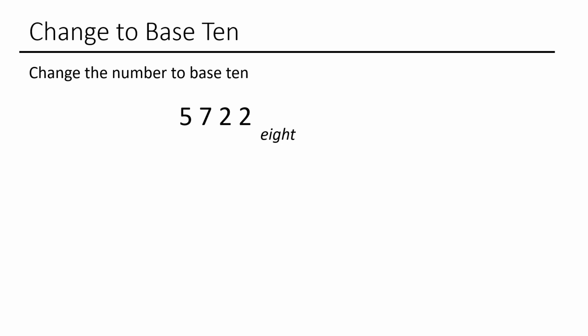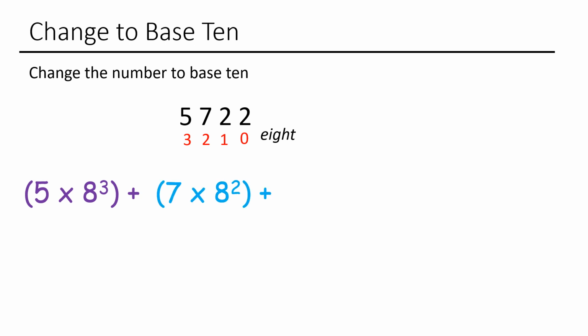So in order to do that, the first thing we're going to do is do our place values. So 0, 1, 2, and 3. Then we are going to write this in expanded notation. 5 times 8 to the 3rd plus 7 times 8 squared plus 2 times 8 to the 1st plus 2 times 8 to the 0.